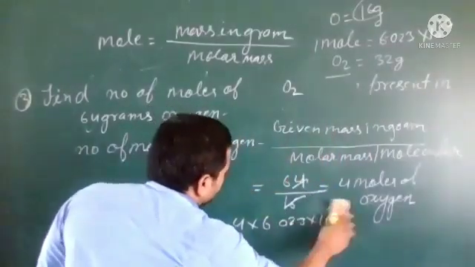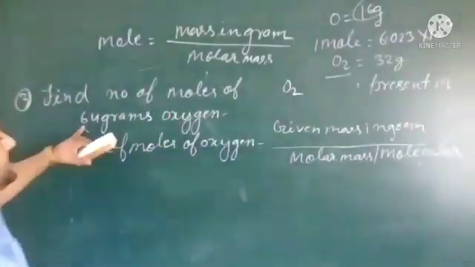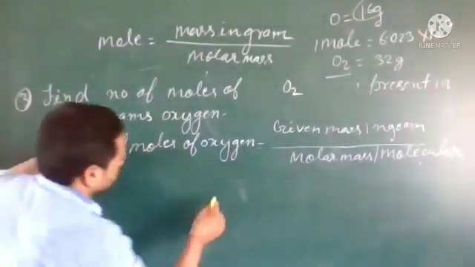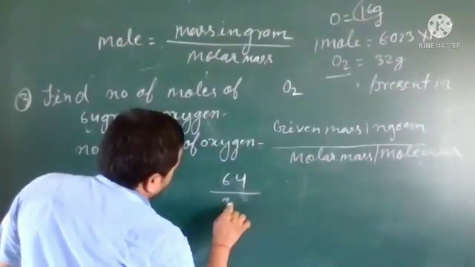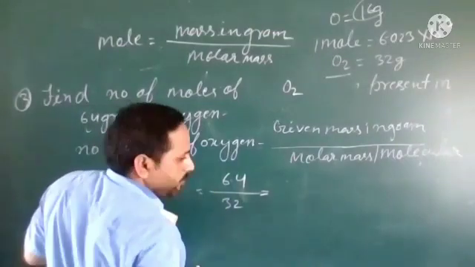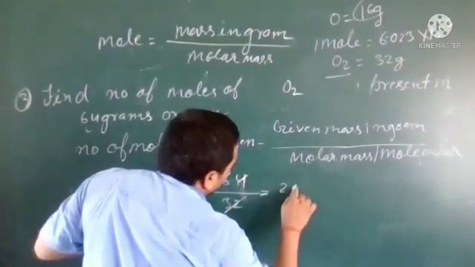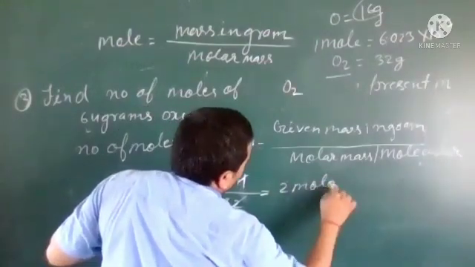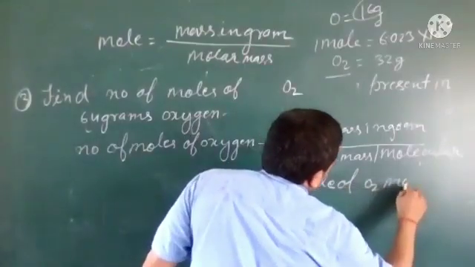So what will be the value here? How much gram is there? 64 gram. 64 gram divided by 32. What is that? 2. 2 moles of O2 molecule.